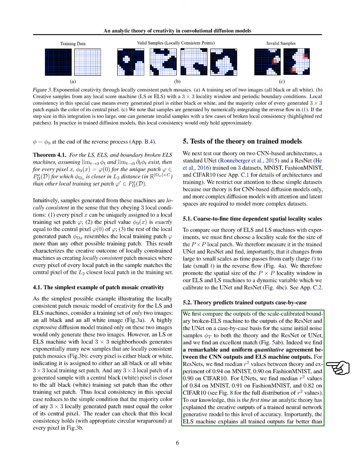For ResNets, the median correlation values between theory and experiment are 0.94 for MNIST, 0.90 for Fashion MNIST, and 0.90 for CIFAR10. For UNets, the median values are 0.84 for MNIST, 0.91 for Fashion MNIST, and 0.82 for CIFAR10. This level of accuracy in explaining the outputs of a trained neural network generative model is unprecedented. Notably, the ELS machine outperforms the IS machine in explaining all trained outputs.